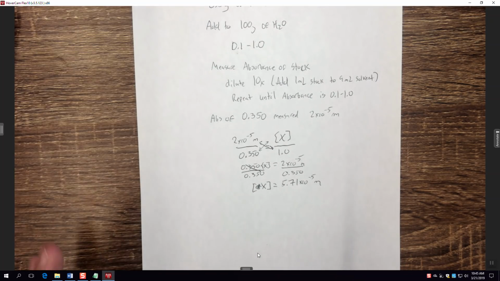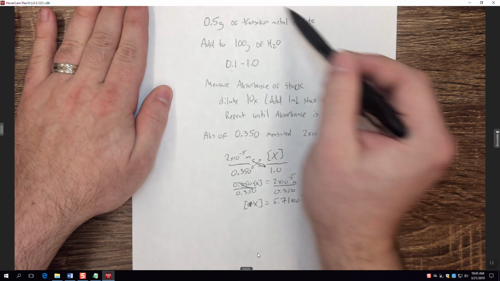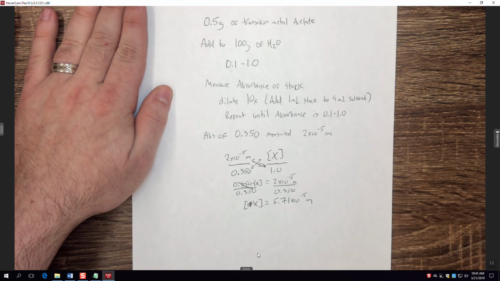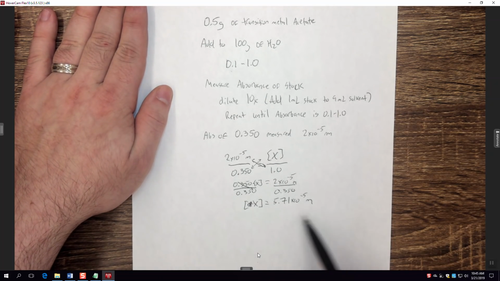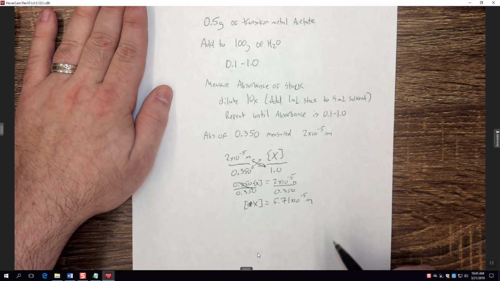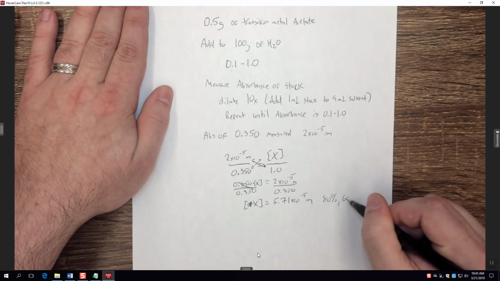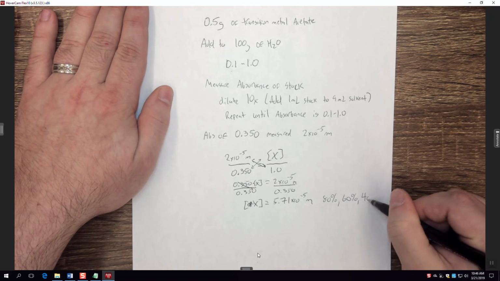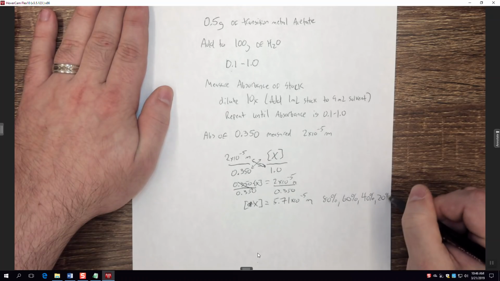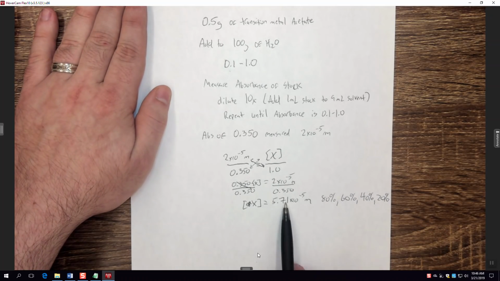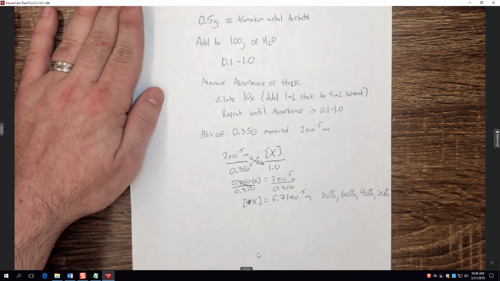Now, we should not try to make that from solid. If we try to make that from solid, it's going to require an extremely small amount of salt or an extremely large amount of water. So what we're going to use is our stock solution, and we're going to dilute some of our stock solution in order to make this new sort of stock solution. Once we do that, we can dilute it to an 80%, a 60%, a 40%, and a 20% solution, which will give us 5 data points, the 100, 80, 60, 40, 20, for our calibration curve.